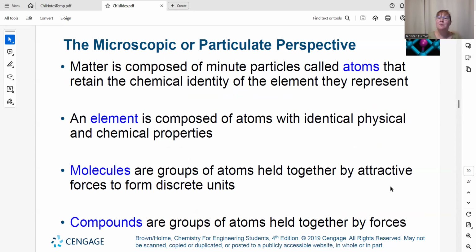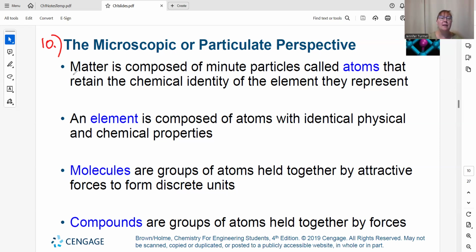Okay. Microscopics. Let's talk about microscopics now. And we are on slide 10. Okay. So the microscopic or the particulate perspective. So a lot of times when we think about microscopic, people tend to think of microscopes. But in chemistry, we're thinking about more in terms of particulates. And that's a little bit different because in chemistry, you can't usually see your particulates in a microscope because they're just too small for that.